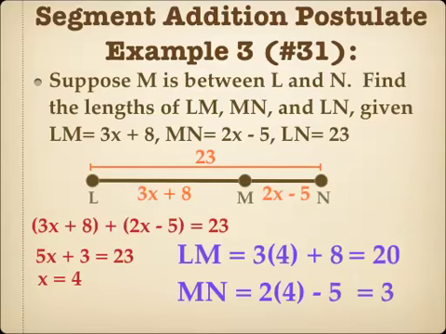A way to check your answer is to go back. The whole segment, LN, is 23. I know that the part LM is 20 and the segment MN is 3. So your two segments, 20 plus 3, should equal 23. That is true, so my answer could be correct.